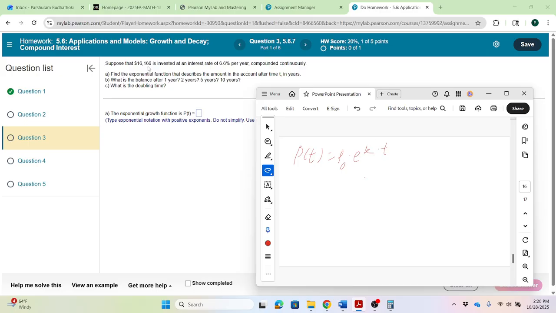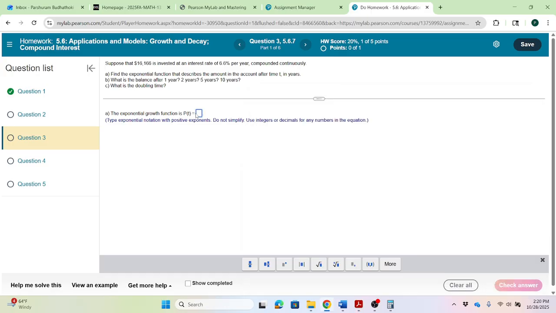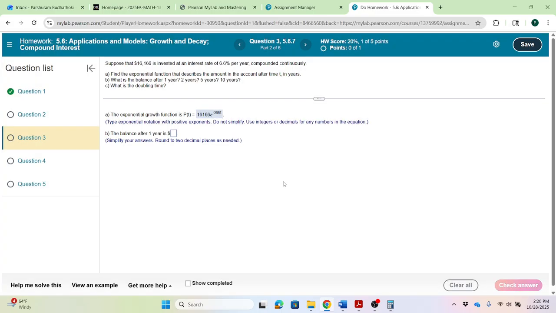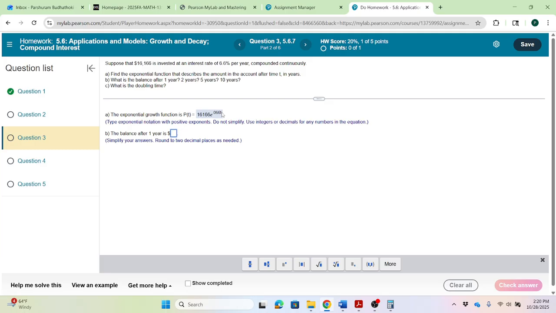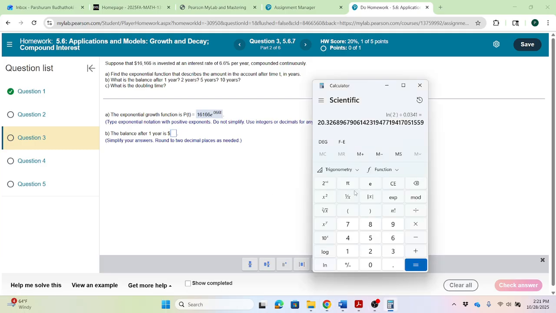So suppose that's 16,166 invested. So this is 16,166. Interest rate, which is this k, is 0.066. Compounded continuously. Find the exponential function. So this is the exponential function, which is 16,166 e to the power 0.066t. That's the exponential function. What is the balance after 1 year? Put t equal 1 here and use the calculator.